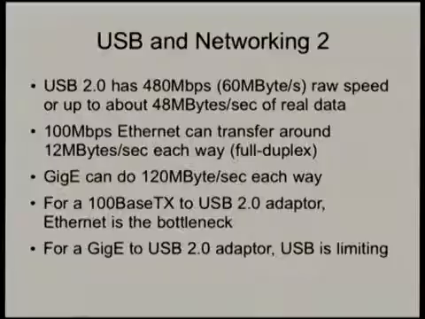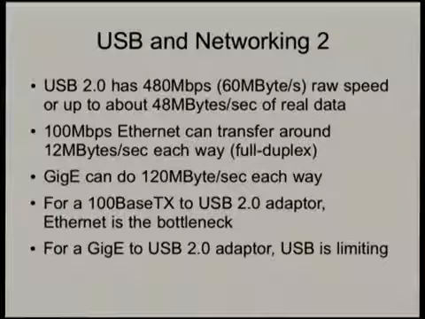It's 100 megabit Ethernet, which becomes a bottleneck because its aggregate bandwidth is 24 megabytes per second, which is still less than the possible up to 48 megabytes per second of USB 2. When you go to a GigE adapter, USB 2 becomes a bottleneck. GigE can go significantly faster than USB 2.